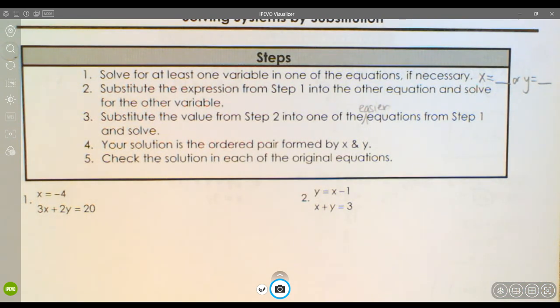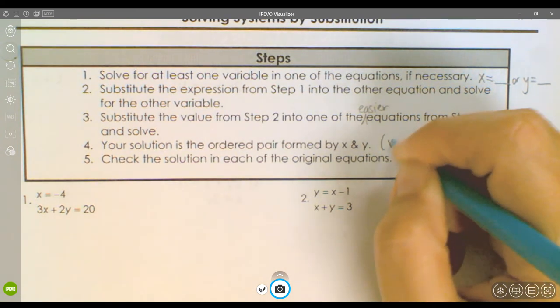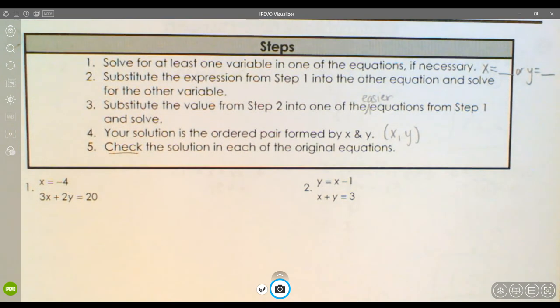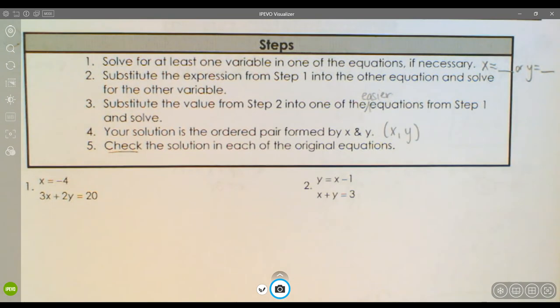You'll write your solution as an ordered pair. Please notice that I have parentheses around my ordered pairs. I'm going to ask you to do the same thing. And then finally, you want to check the solution. What I used to do with my students is they would do a problem and they would ask me, is this right? And I would say yes to everything, even if it were wrong, because you should be able to go back and substitute what you know.